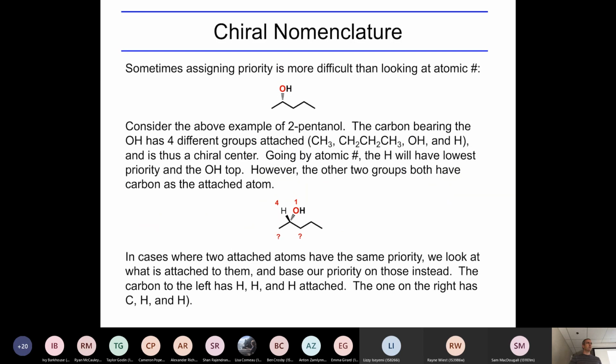Given that it's 9:20, this might be a great time to leave you in suspense, cliffhanger. We will deal with how to assign R and S in molecules like this at the beginning of next class.